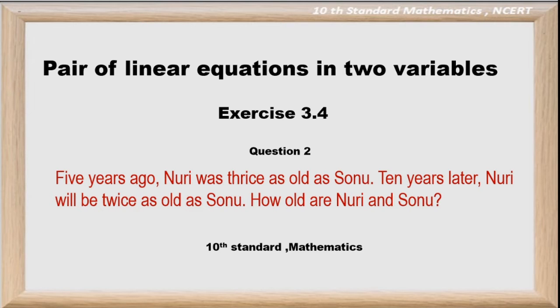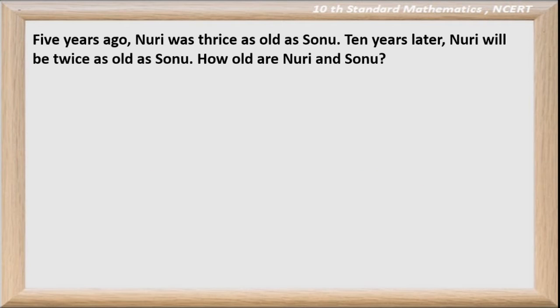Hi, today I'm explaining another word problem. 5 years ago, Nuri was thrice as old as Sonu. 10 years later, Nuri will be twice as old as Sonu. How old are Nuri and Sonu? This we are solving by elimination method.